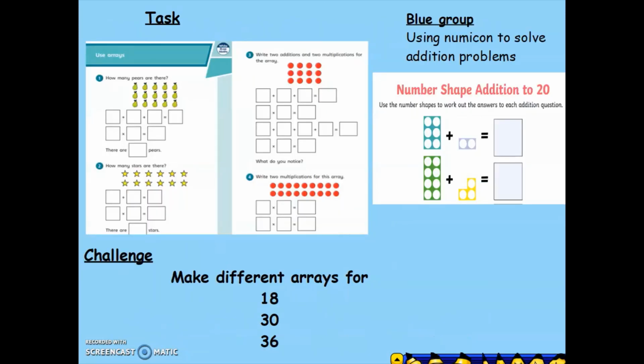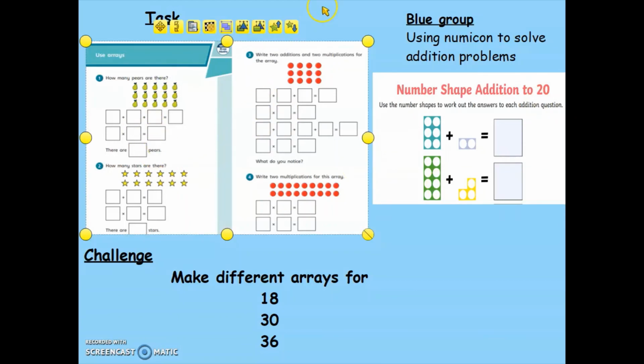Your tasks to be doing for the remainder of the lesson: red, orange, yellow and green, you have all got this sheet to do. And then when you finish that, I have got a challenge. I want you to, like we did for the number 16, make as many different arrays as you can, with 18 circles, 30 circles and 36 circles. And blue group, you are adding Numicon together.